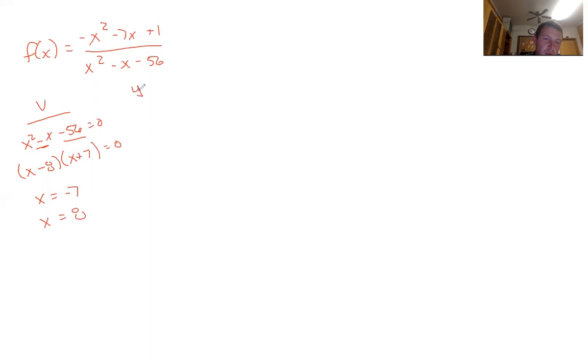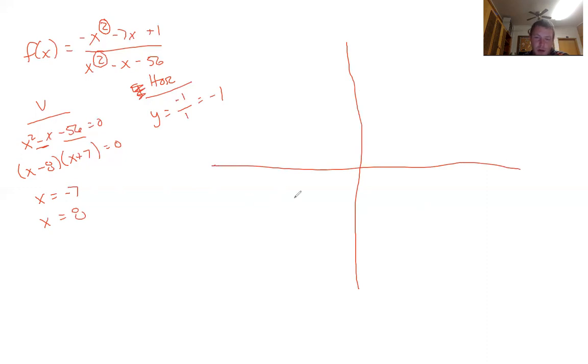My horizontal, okay, notice this is power of 2, this is a power of 2, so they're the same. So it's the ratio. So -1 over 1, which is equal to -1. Okay, so now we just got to graph it. Horizontal of -1. Vertical of -7, say right there. And 8, say right there.